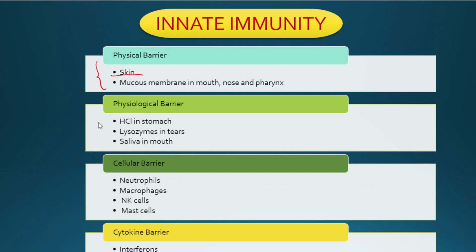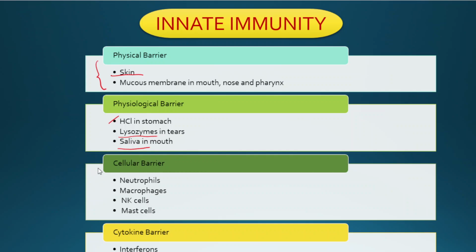The physiological barriers contain various chemicals or enzymes that prevent the entry of pathogens into our body system. The first one is hydrochloric acid in our stomach, that destroys the bacteria or virus that has entered our stomach with the food material. Our tears also have lysozymes that destroy the microbes that come directly into the conjunctiva of our eyes. And similarly, our saliva contains some enzymes that destroy the bacteria in our buccal cavity.